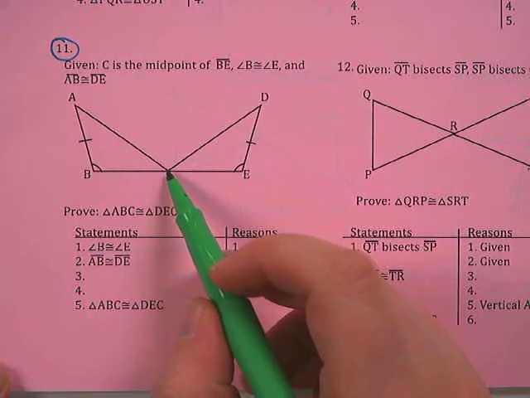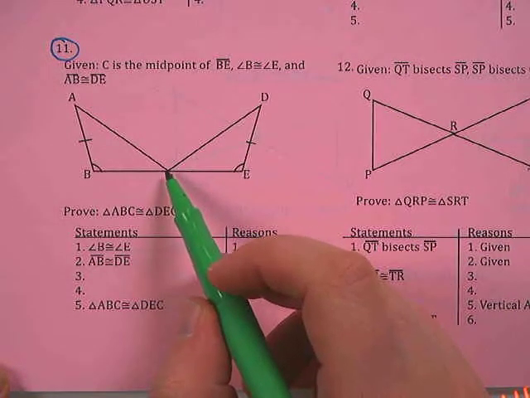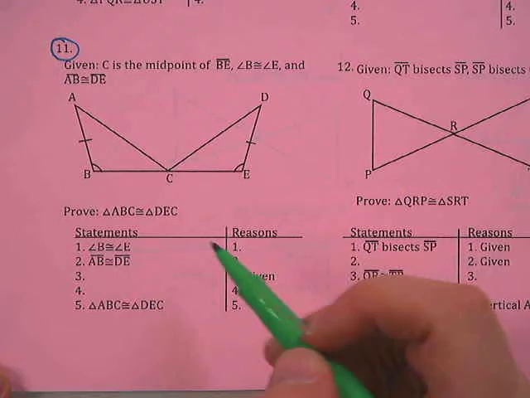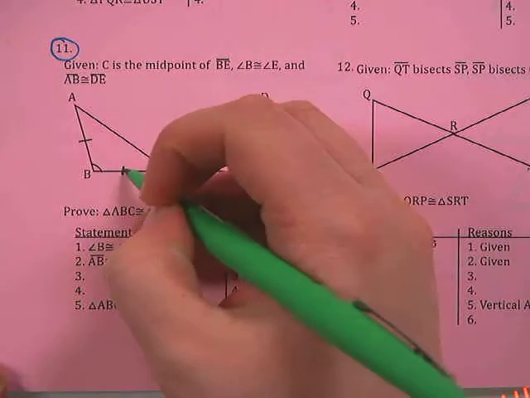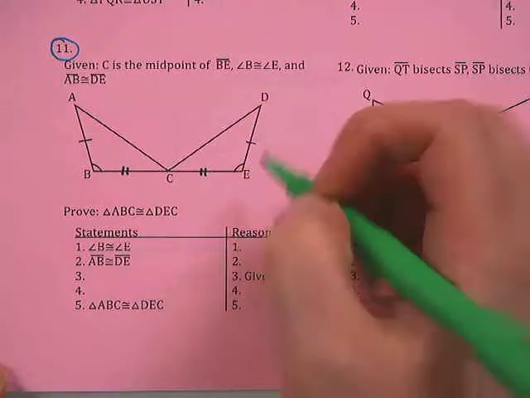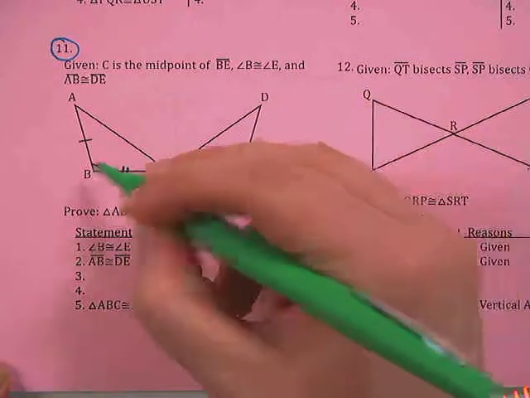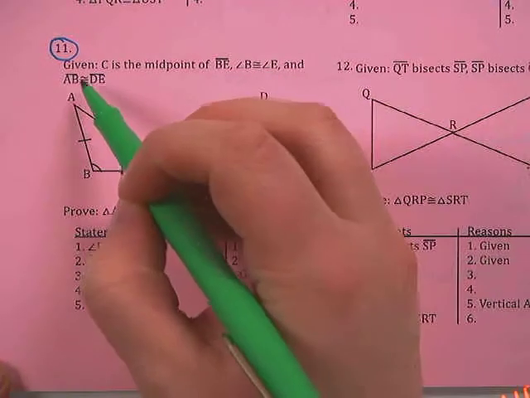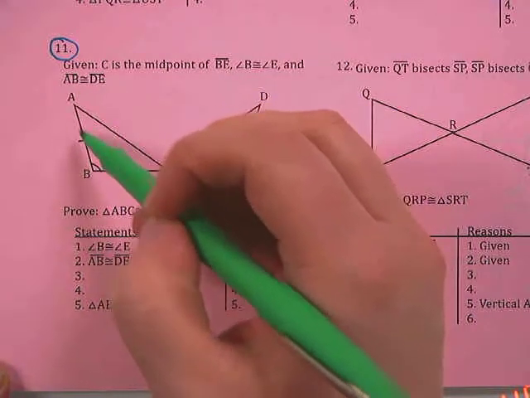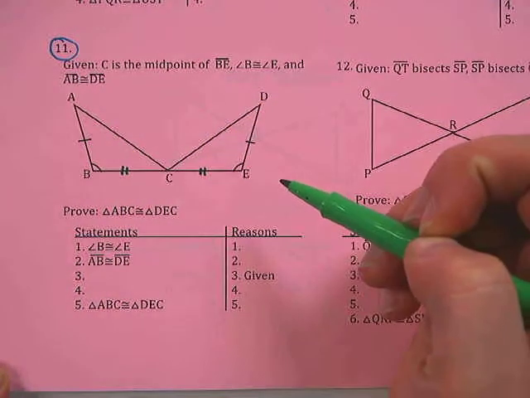So for something to be a midpoint, that tells us that the two segments on either side of it are congruent. So let's label that really quick. And then we also know that angle B is congruent to angle E, which is already labeled for us. And AB is congruent to DE, which is also already labeled for us.